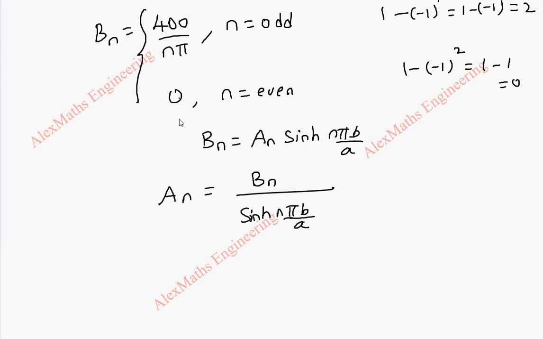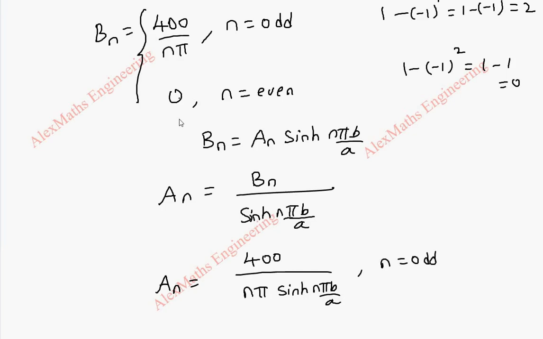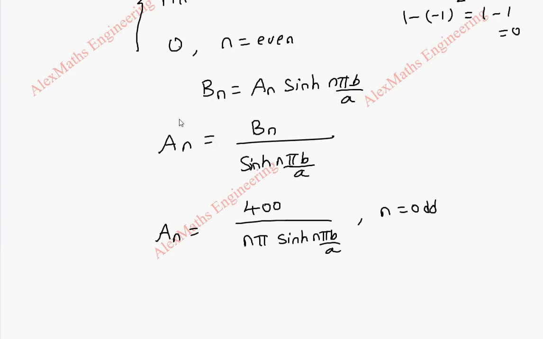So if I substitute Bn here, then An will get two values, that is 400 by n pi into sinh(n pi b by a) when n is odd, and it is 0 when n is even, because when I put Bn as 0, the total number is 0. So we got this An.